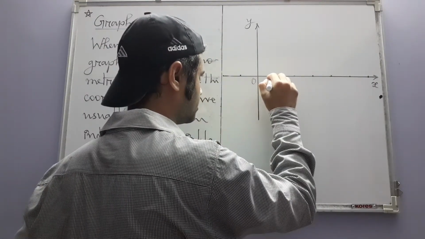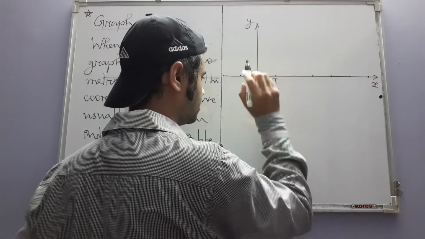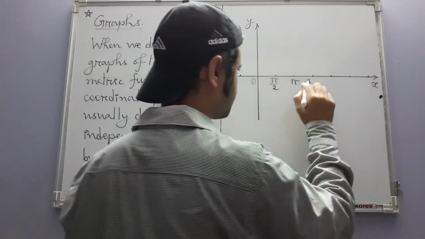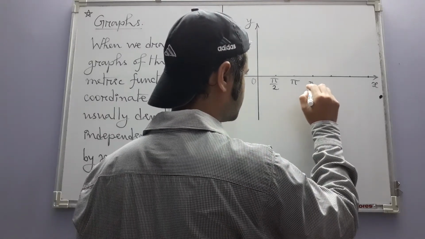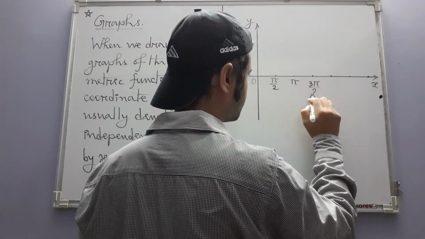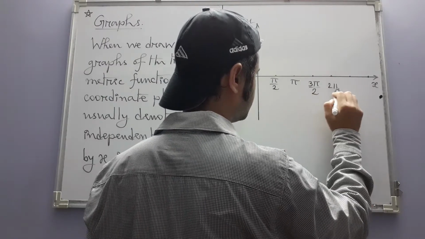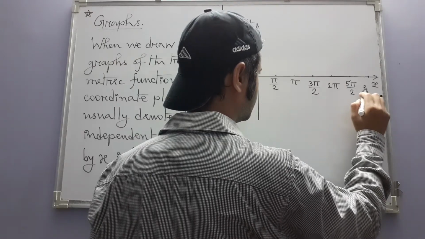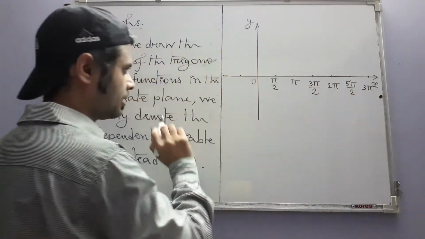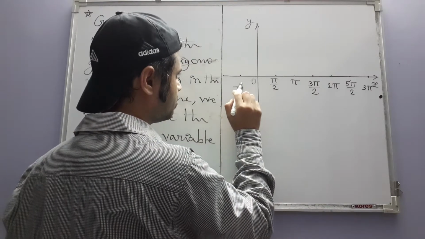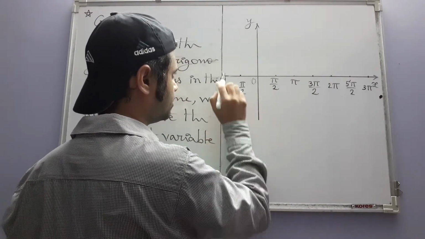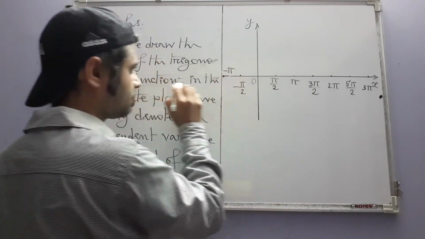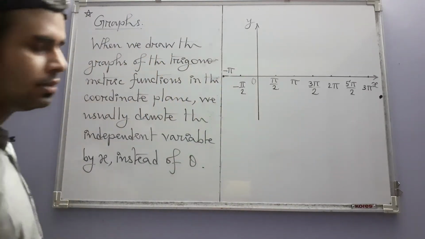This is 0, so this is pi divided by 2. This is 2 pi divided by 2, that means pi. This is 3 pi by 2, 2 pi, 5 pi divided by 2, 3 pi, and so on. And on this side we have minus pi divided by 2, and here there is one point minus pi, and of course it goes on this side without any bound.